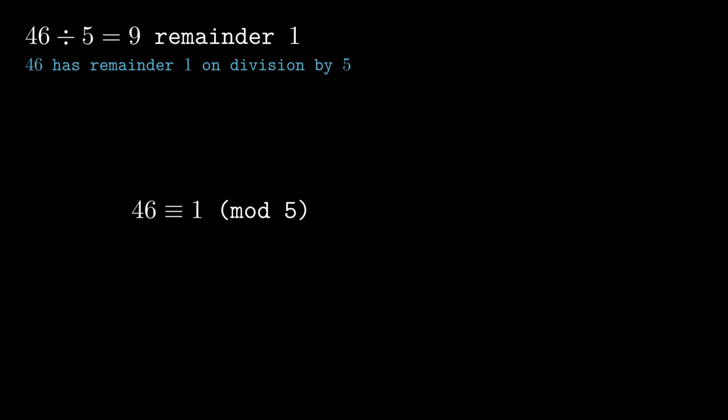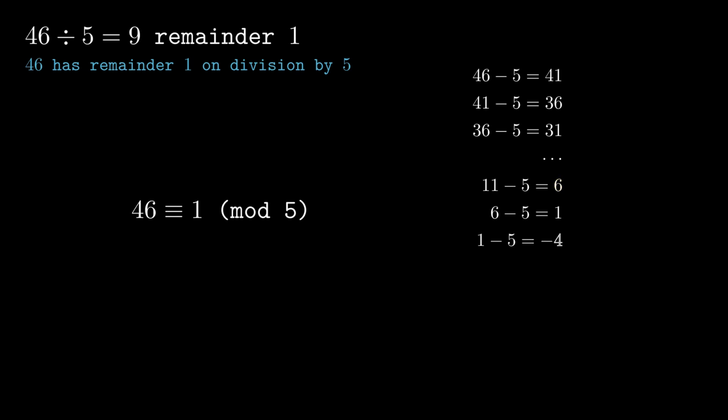We can think of all this in a bit of a different way. The reason 46 over 5 has a remainder of 1 is because we can keep subtracting 5 from 46 until we get to 1. But we don't have to stop at 1. What if we stopped at 6? Or minus 4? We'd have 46 is congruent to 1, is congruent to 6, is congruent to minus 4 mod 5? Remember, we're making the rules here.